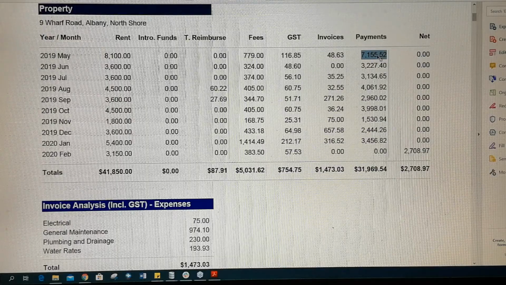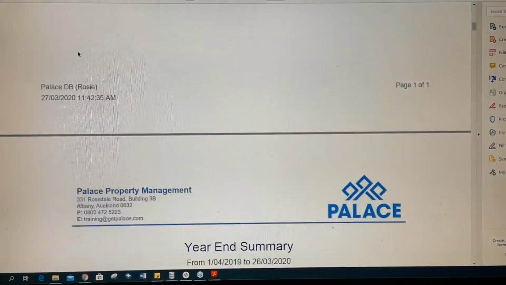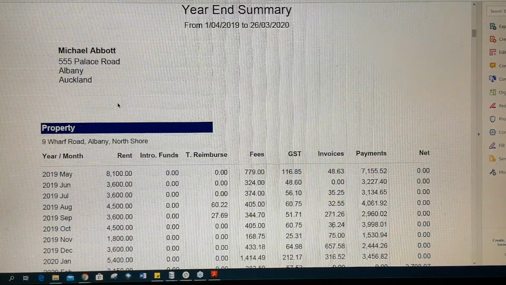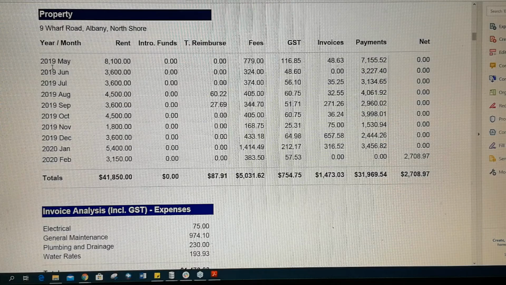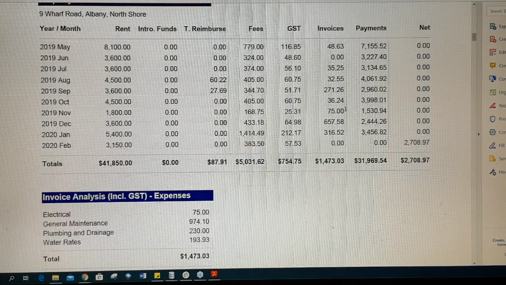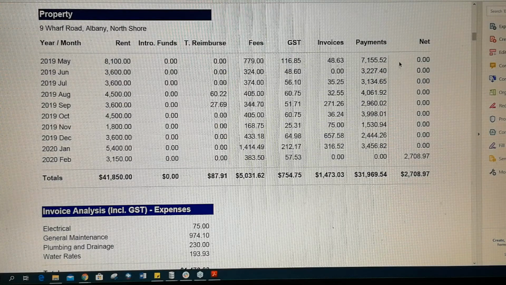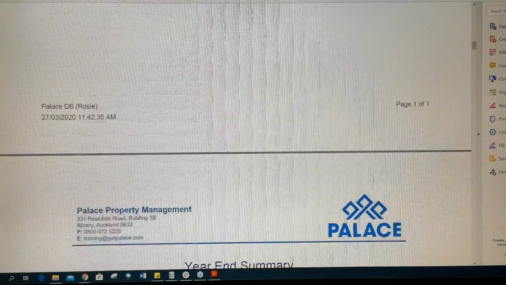If we're moving money between properties, such as between Wharf Road and, oh, that's Wharf Road as well. That's handy. We've got it in there twice. Don't know why I'm getting two. But if we were moving money between properties, that would also show up in the payments area here on one property and in the introduced funds in the other property that we had moved it to. Now the net amount may be zero at the end of the month, but it may not necessarily be.